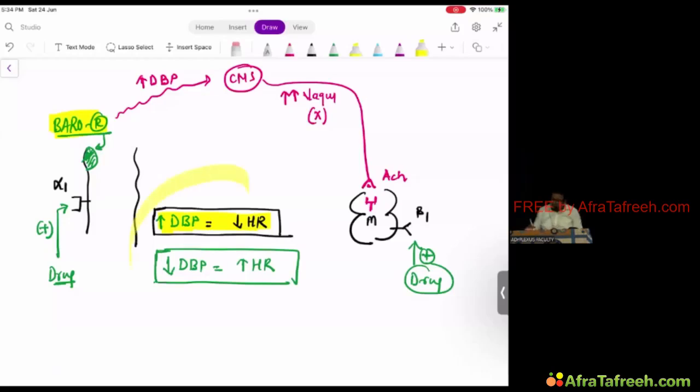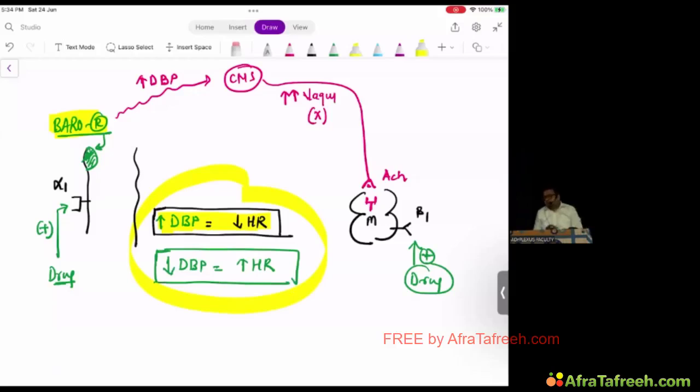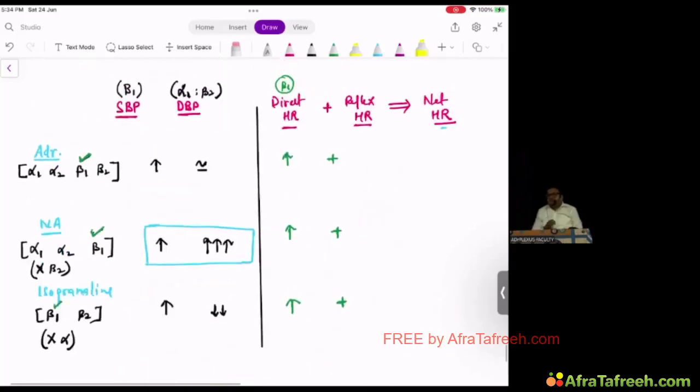So this is what you have to remember. Diastolic BP falls, you're looking at reflex tachycardia. Diastolic BP goes up, you're looking at reflex bradycardia. Understood? Through which receptor? Baroreceptor. This is the pathway, but this is the nutshell. Do you know the changes in diastolic BP with these three drugs? We know it. This is what the changes are.